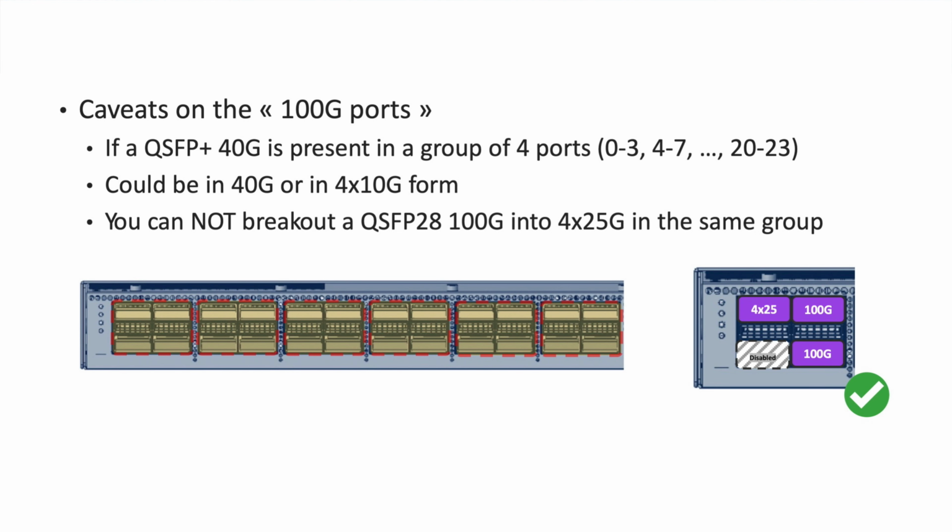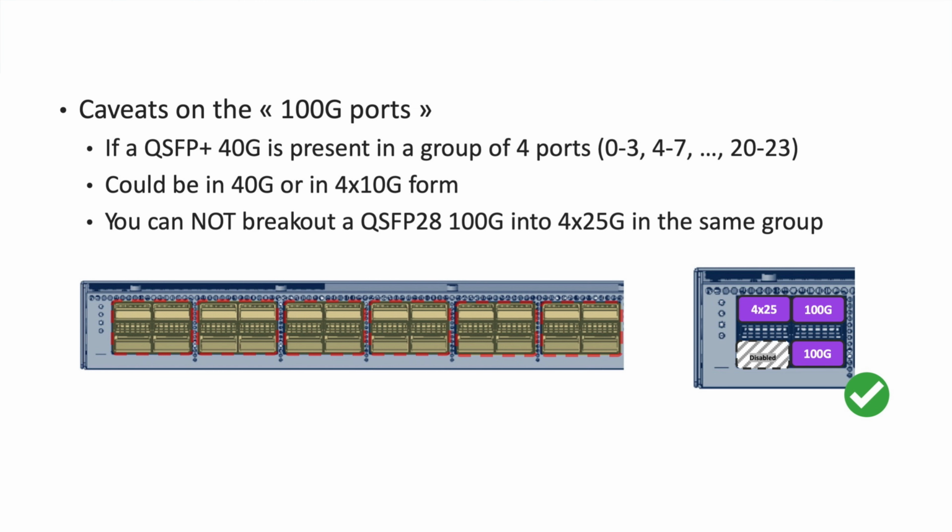Rule number 2. It can be summarized in just one sentence. In a block of 4 ports, a quad, if you insert a QSFP Plus optic, you can no longer use a 4x25 gig breakout in any of the 3 remaining ports. The block of 4 ports has the following: port 0 to 3, 4 to 7, 8 to 11, etc.